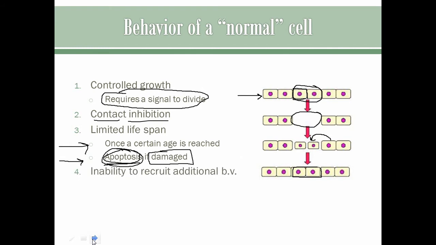Fourth thing, and this will make a little bit more sense when we compare this to cancer cells, but normal cells can't recruit additional blood vessels. And again, we'll kind of see what that means in a minute.